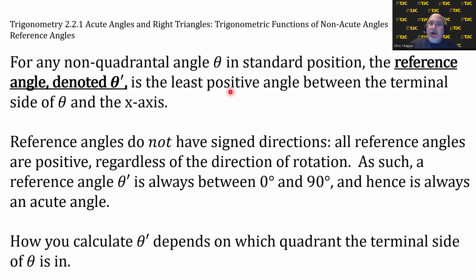For any non-quadrantal angle theta in standard position, the reference angle, denoted theta prime with the apostrophe, is the least positive angle between the terminal side of theta and the x-axis. Reference angles do not have signed directions. All reference angles are positive regardless of the direction of rotation. As such, a reference angle theta prime is always between 0 degrees and 90 degrees, and hence is always acute. How you calculate theta prime depends on which quadrant the terminal side of theta is in.